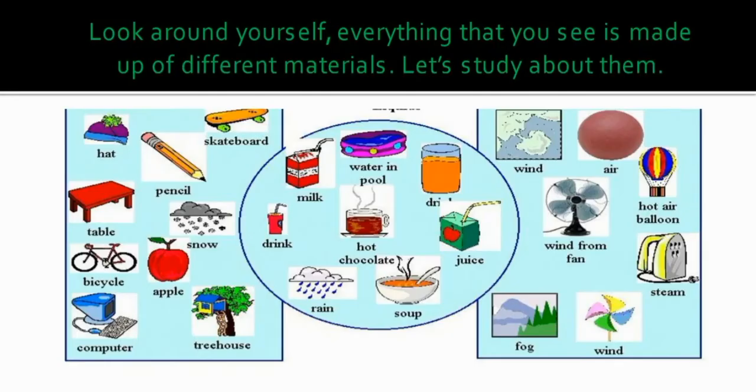First of all, just look around yourself. Everything that you see is made up of different material. Anything that you see around, like chair, table, the bag, books, pen, pencil, anything around you is made up of different material. So let's study about them.